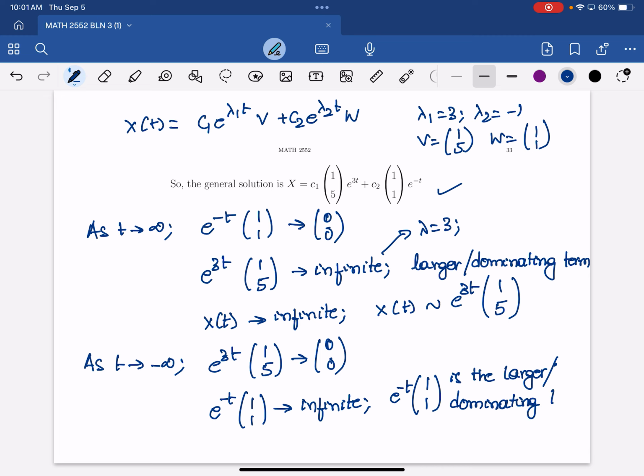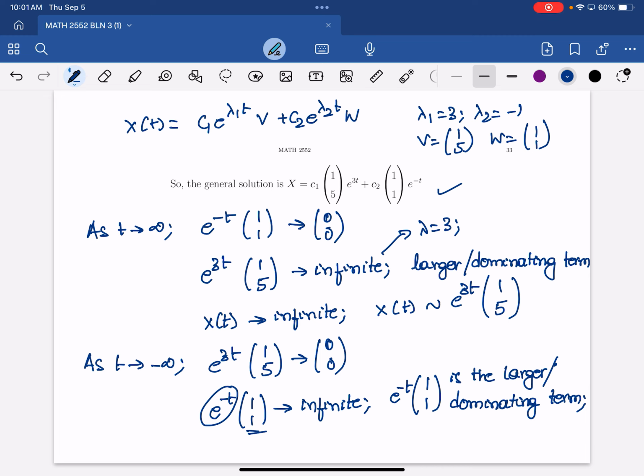Wait, how do you determine which term is dominating? Whatever is not going to 0 is the dominating term, or whatever is the larger term. So if there was one negative and one positive, like even if it was negative (5, 5) and the positive one was (1, 1), the (1, 1) would be dominating? The dominating term is decided by the exponential, because the other one is just a scalar, right?